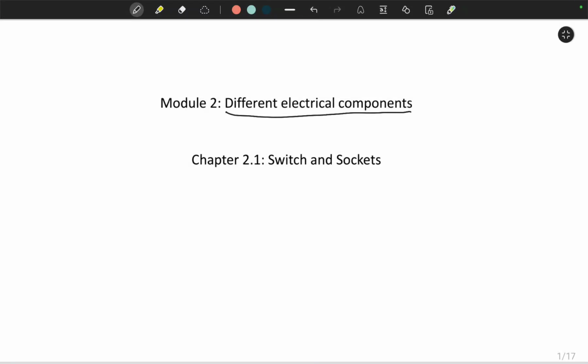Hello everyone. Today we are starting module 2, which is related to the different electrical components. And the first chapter in this module 2 is chapter 2.1, which is related to switches and sockets. So let us start this first chapter.